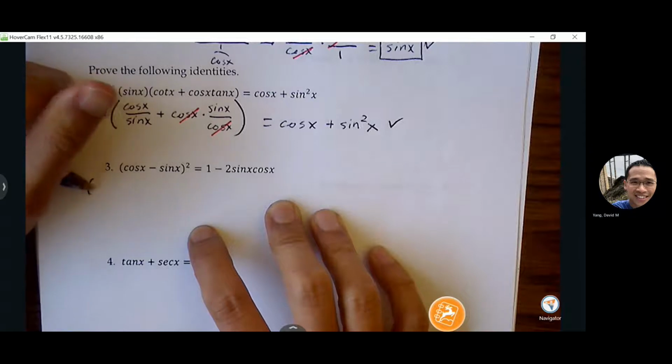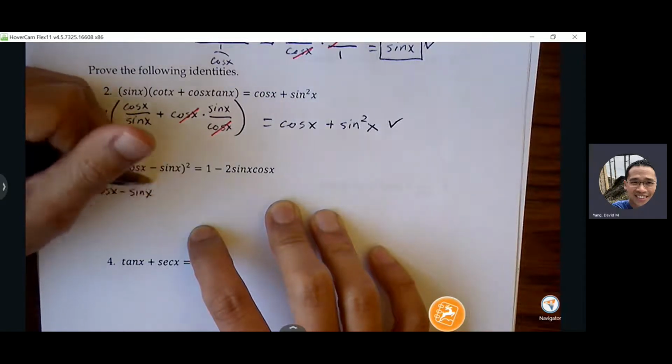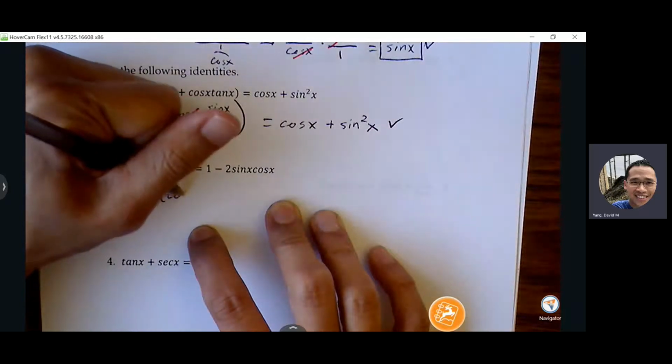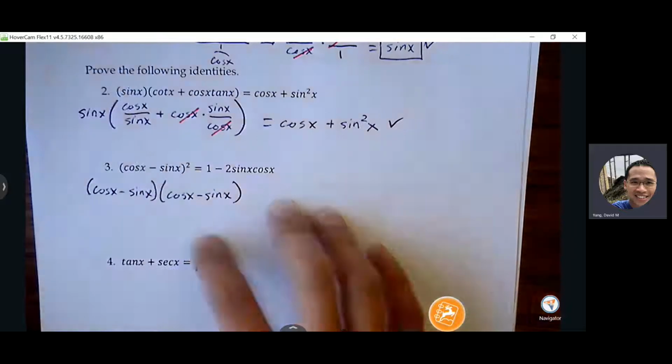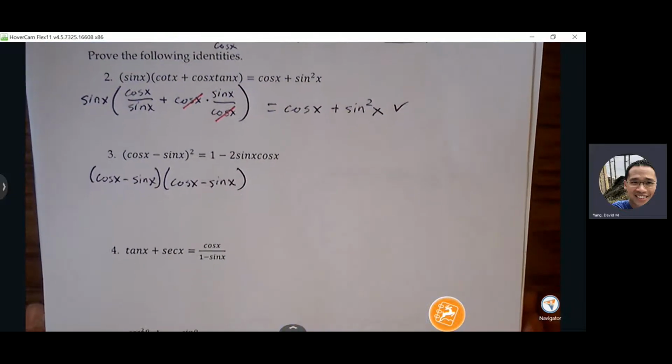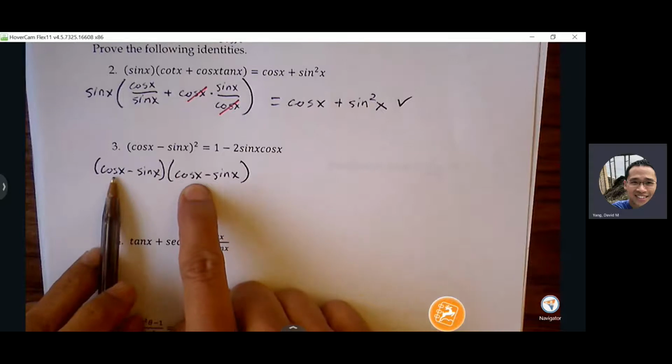So we're going to write our expression out twice. And we're going to FOIL our way through. Okay. Cosine squared.